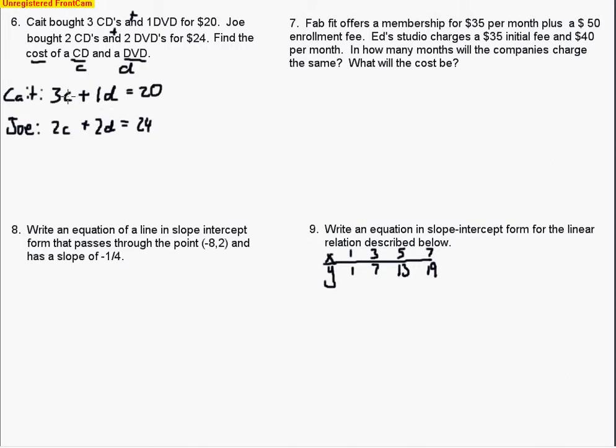Or actually, we'd have to subtract the 3C. So let's go ahead and use elimination because the C's, D's, equal signs, and constants are all lined up. How about we multiply that top equation by -2? This will cancel out the D, or the DVDs. And so what we've got is -6C, -2D, and this all equals -40.